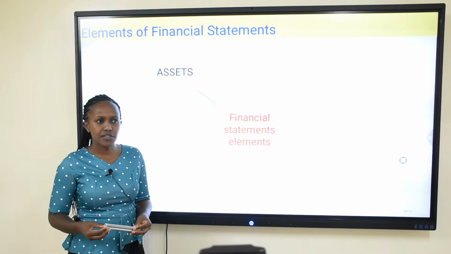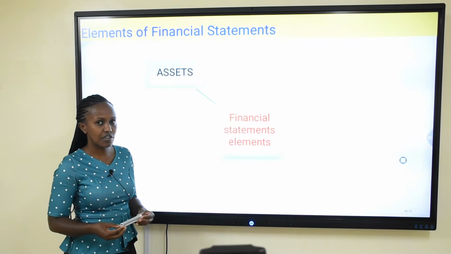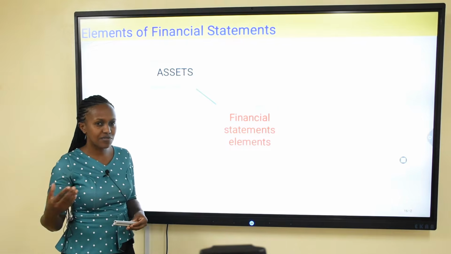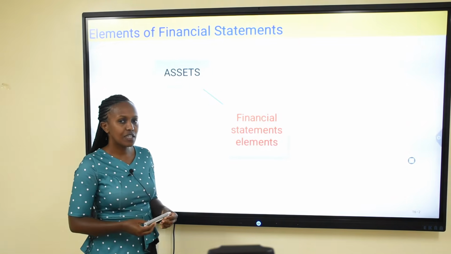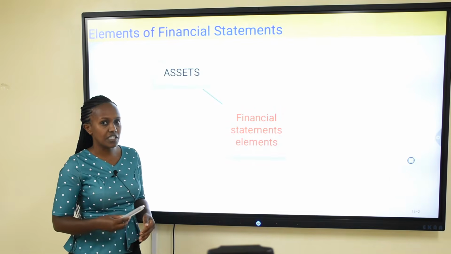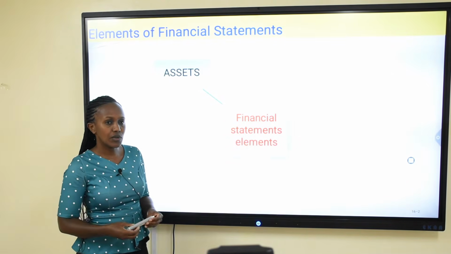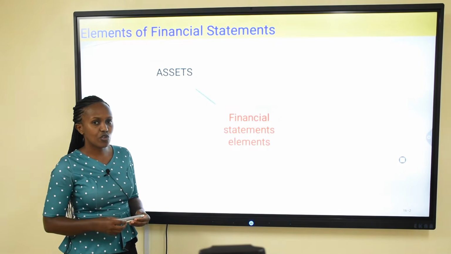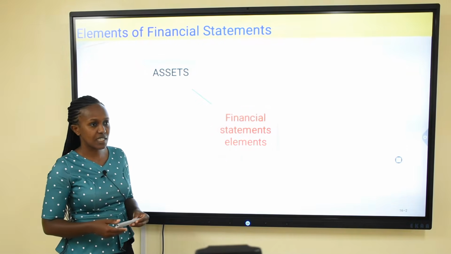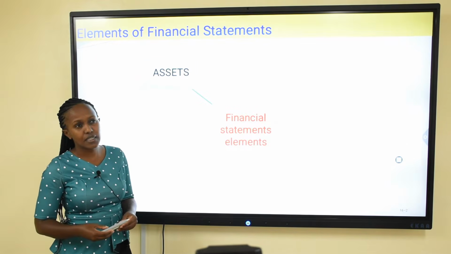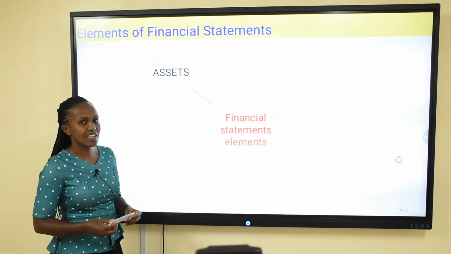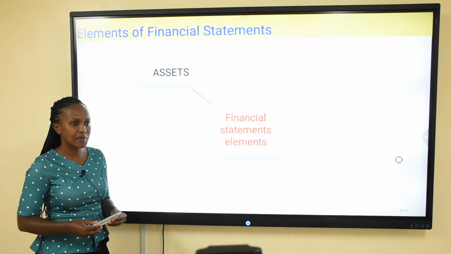Now, assets are resources that are controlled by an organization. They result from past events, and they are expected to yield benefit to the organization in the current period and in future periods. So these are resources that the organization controls, but from which they are able to derive an economic benefit. Assets can be classified into fixed assets, also called non-current assets.